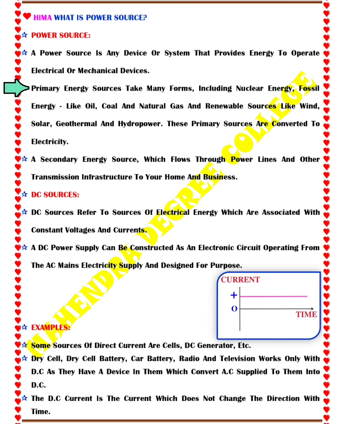Nuclear energy means one type of primary energy comes from nuclear reactions, mainly from splitting atoms, nuclear fission, used in nuclear power plants to generate electricity.